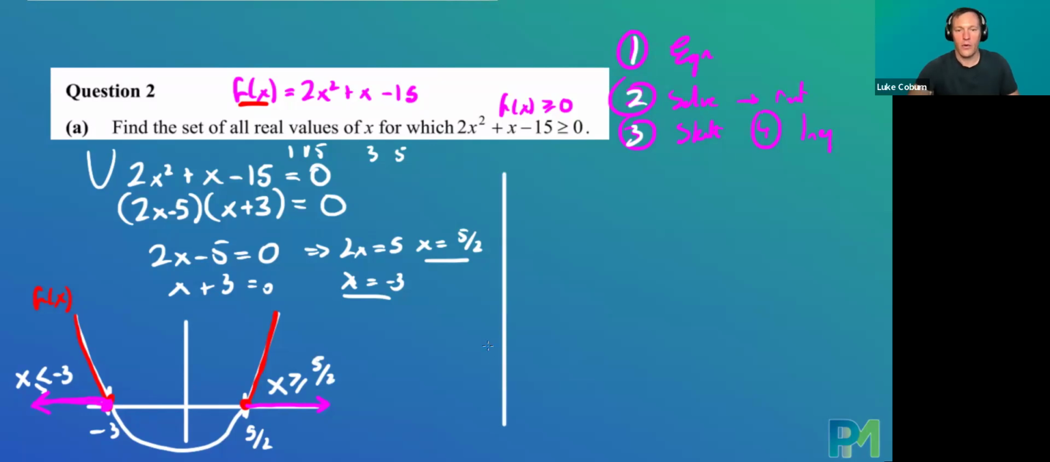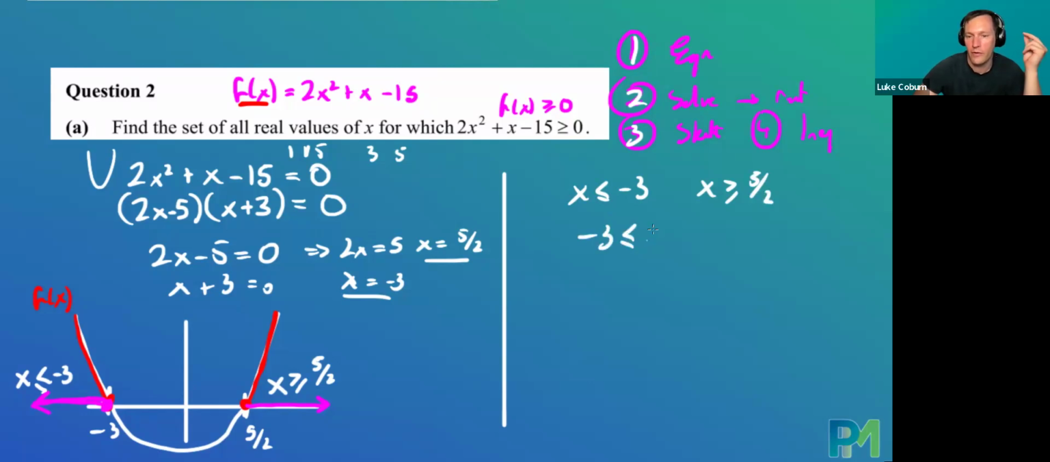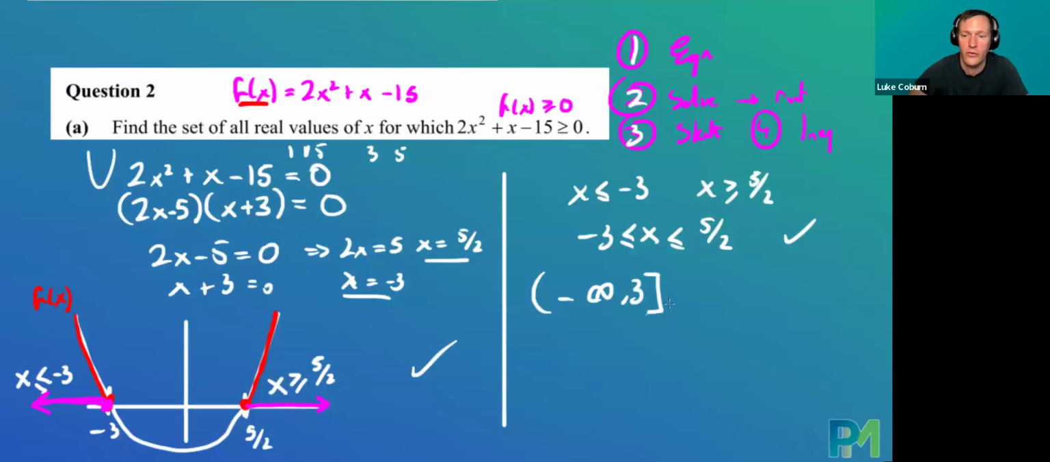So we have x is less than or equal to -3, and x is greater than or equal to 5/2. Then we can flip this one around: -3 less than or equal to x, and x less than or equal to 5/2. So that's also correct. That's correct as well. And so I'd find the set of all values. You could also write -infinity up to -3, close a square bracket, union, open a square bracket, 5/2 up to infinity, using interval notation. Everything's good, whatever you prefer.